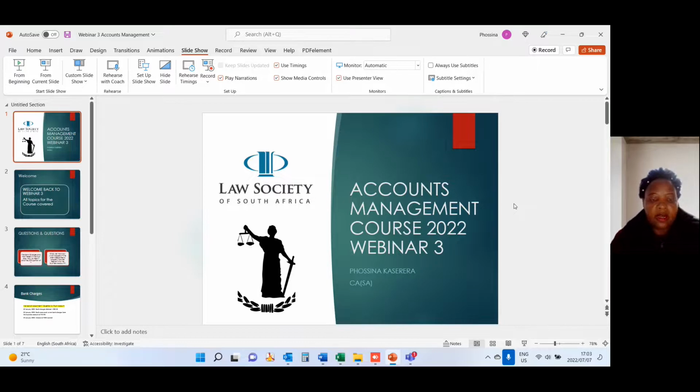If you are given a question, if you are given a scenario, you are able to then update the accounting records of the practice. You are able to come up with the trust ledger. You are able to come up with the trust cash books. You are able to come up with the investment cash books. You are able to come up with investment ledgers, so that when you present them to your auditors, you understand these things.